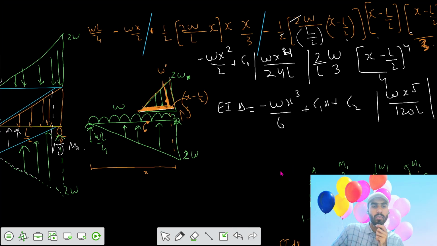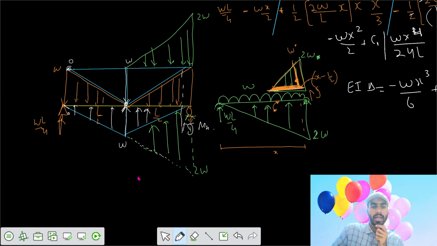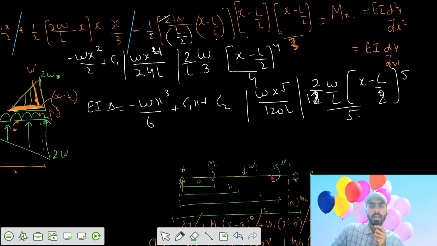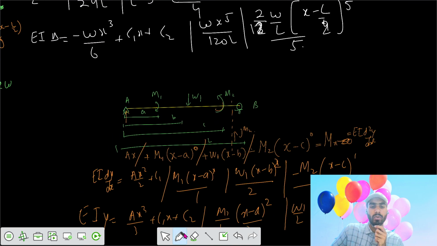So by applying the boundary conditions, at x equals 0, delta is 0, and at x equals L, delta is also 0. So by substituting the values, we get that C2 comes out to be 0. When x equals 0, it becomes 0 plus 0 plus C2 plus that 0 plus that ignored, so C2 becomes 0.